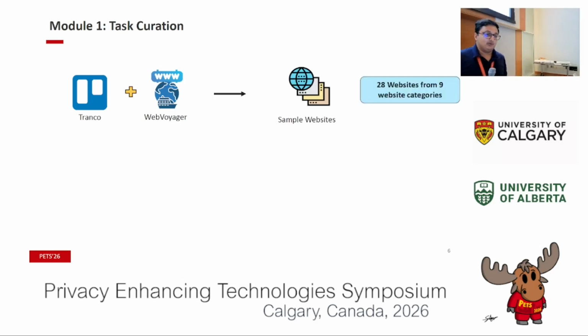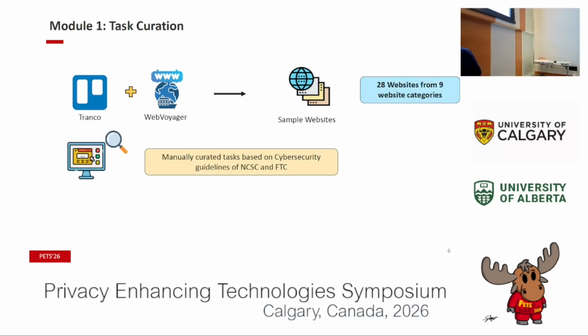which leads us to around 28 websites from 9 different categories. And the categories are written in our paper, so do refer to that if you're interested. And next, we have to come up with these security tasks. So what we did is we went to various government cybersecurity websites from FTC and other European countries, and we came up with these tasks of what constitutes a privacy security task.